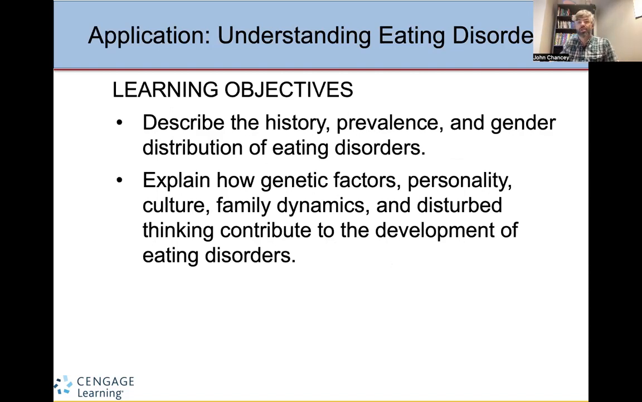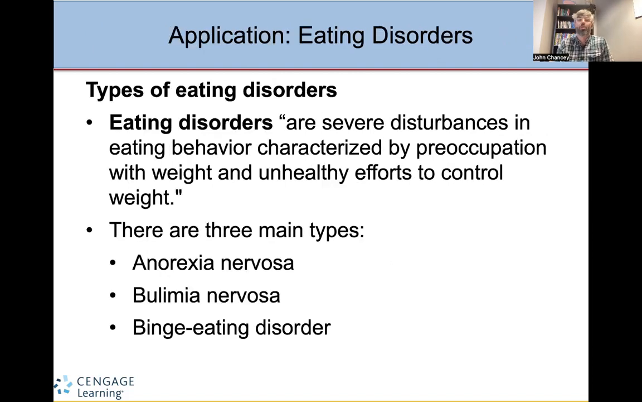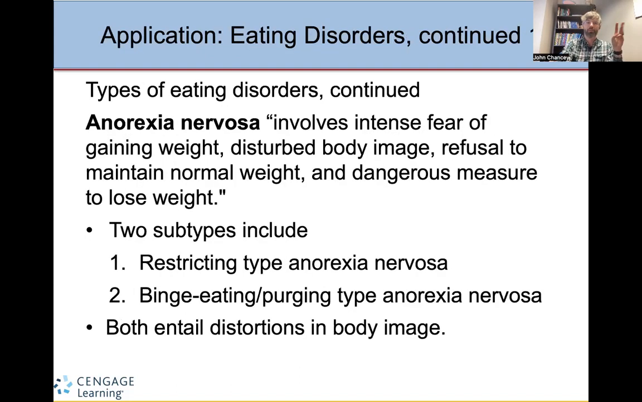So last thing we're going to look at is understanding eating disorders. You will be able to describe the history, prevalence, and gender distributions of eating disorders and explain how genetic factors, personality, culture, family dynamics, and disturbed thinking contribute to the development of eating disorders. Eating disorders, we're talking about severe disturbances in eating behavior. It's one thing if you're celebrating, like, it's my birthday, I'm going to eat a little more than normal. That's fine, that's one thing. But now we're talking about eating habits that are very dysfunctional, very distressful, and very deviant. So the 3 we're going to focus on are anorexia nervosa, bulimia nervosa, and binge eating disorder.